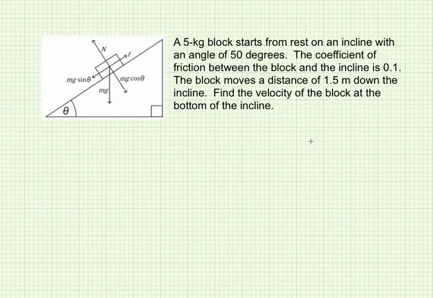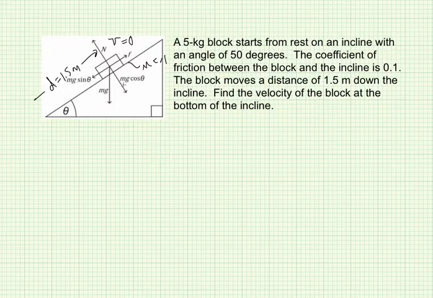Okay, so in this case, we have a 5 kilogram block that starts from rest, and that tells me that my kinetic energy up at the top of the hill is 0. We've got this incline of 50 degrees, the coefficient of friction, so my mu is going to be 0.1 between the block and the incline. And we know it's going to move a distance, so this is going to be my distance here, of 1.5 meters.